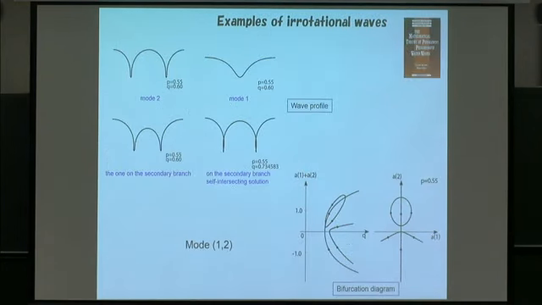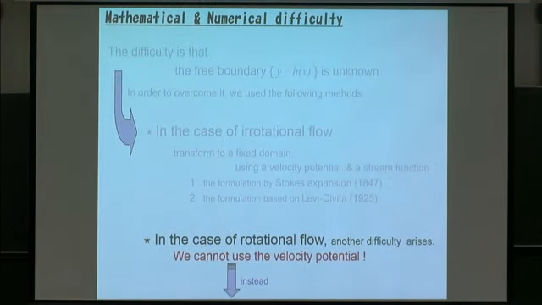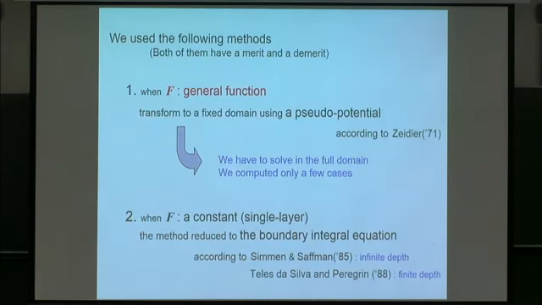These are examples of irrotational flow of mode 1-2. For more information, please read our book. And on the other hand, in the case of rotational flow, another difficulty arises, because we cannot use the velocity potential. So instead, we used the following methods, but both of them have a merit and a demerit.